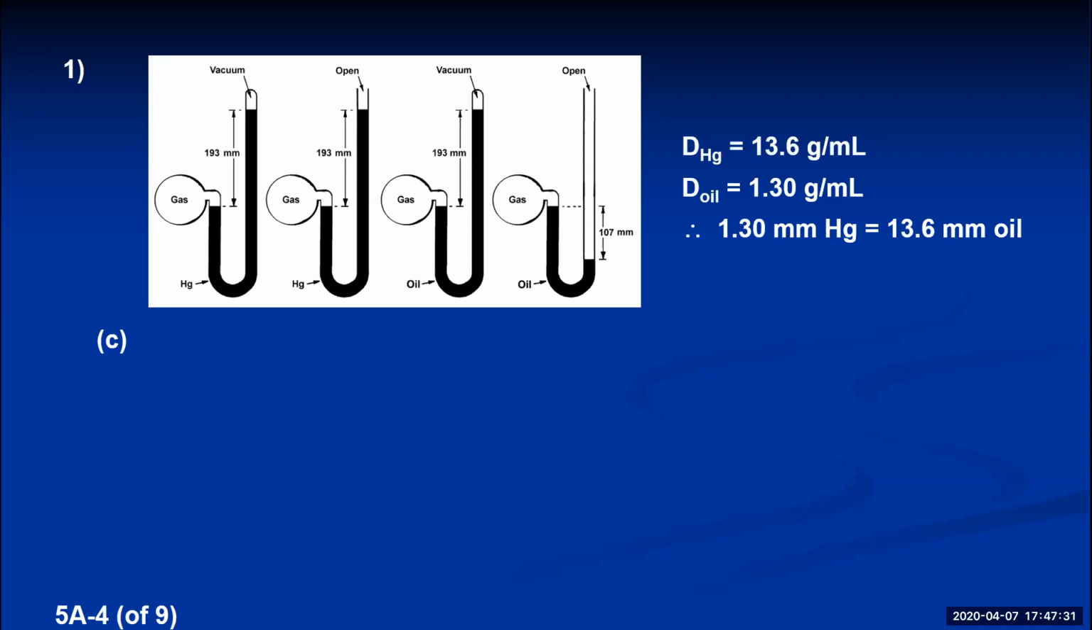When a gas is supporting a column of a liquid, the gas can always support the exact same mass of any liquid. So if the gas is going to support a certain mass of silicone oil, it would support the exact same mass of mercury.